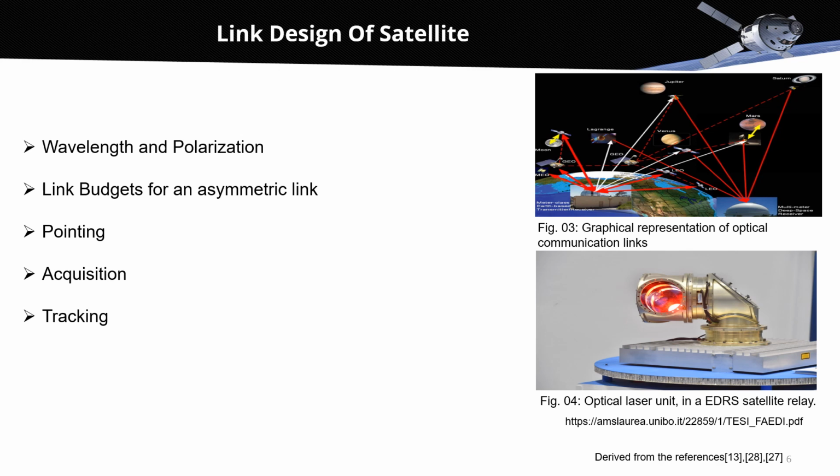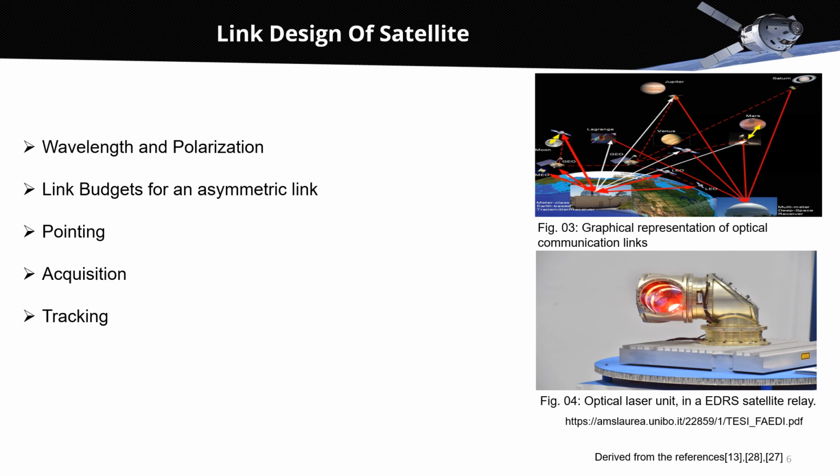This involves considering factors like transmitter power, receiver sensitivity, atmosphere losses, and link margins. Next one is pointing. Precise pointing and acquisition mechanisms are pivotal to establish and maintain a link between the satellite and ground stations. Pointing involves orienting the satellite optical system towards the ground station, while acquisition is the process of initially capturing the signal from the ground. This process demands sophisticated tracking systems and algorithms ensuring continuous alignment even when the satellite is in motion.